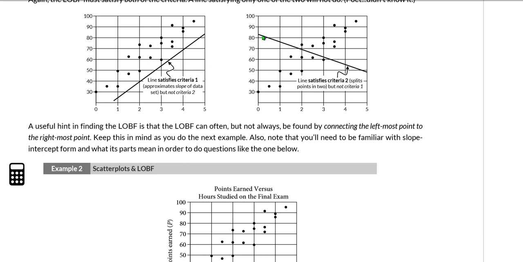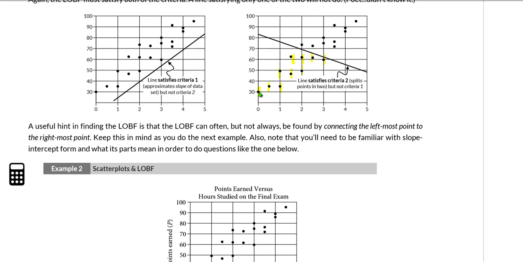This line over here satisfies the second criteria, but not the first. You can see there are 1, 2, 3, 4, 5, 6, 7, 8, 9, 10 points below the line. Therefore, there are 10 points above. There were 20 total students. But clearly, this line does not reflect the trend or the pattern in the points.